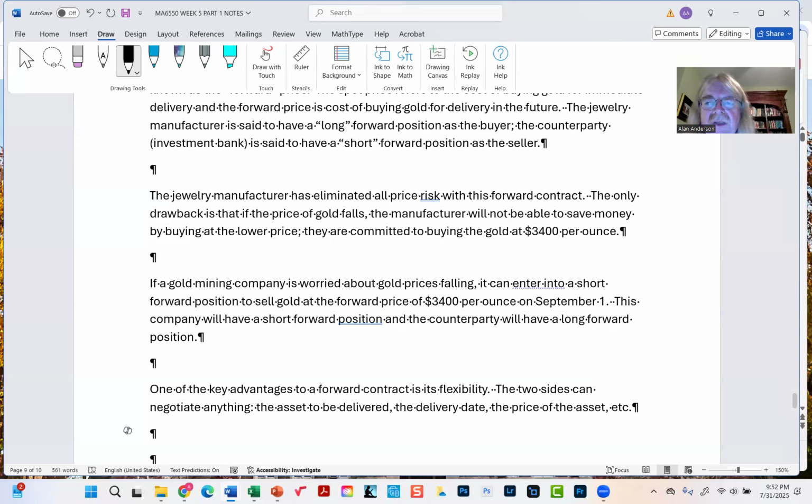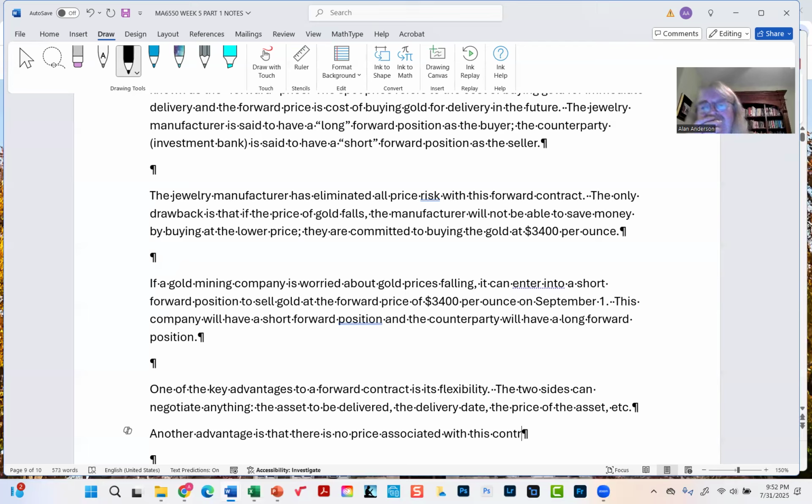If you need the gold at a different time, or if you need not as many ounces, or what if you need a different metal that's not so heavily traded, like platinum, let's say. No problem. As long as you can find a counterparty out there somewhere, you can negotiate anything you want. So you can see there's an enormous amount of flexibility here. Another advantage is that there's no price associated with this contract.